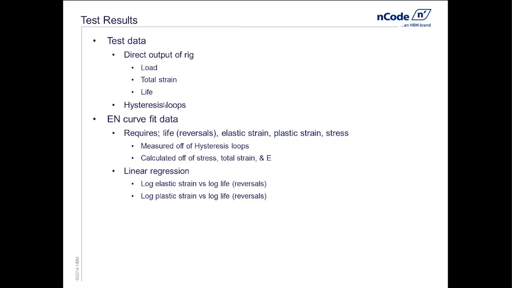Or we could go and get the elastic and plastic strain directly off the hysteresis loops. If we're tracking those hysteresis loops, I'm able to plot a loop at a cyclically stable point in the test and measure off of it. And we'll see that in just a bit. So I have a couple of ways to get the data. Ideally, we'd like to measure off the hysteresis loop, and that would eliminate any variation in the Young's modulus. And then what we're going to do with that data is a linear regression through the elastic and plastic data.